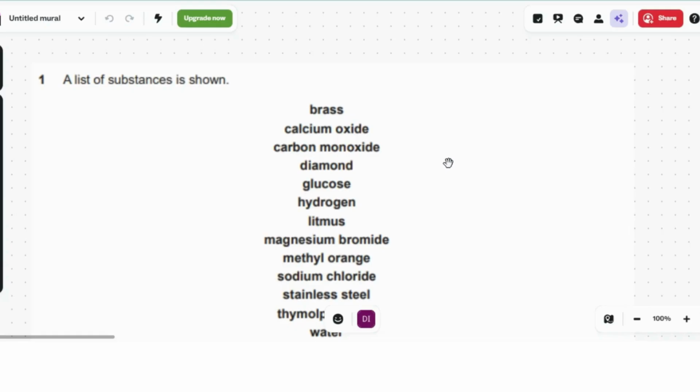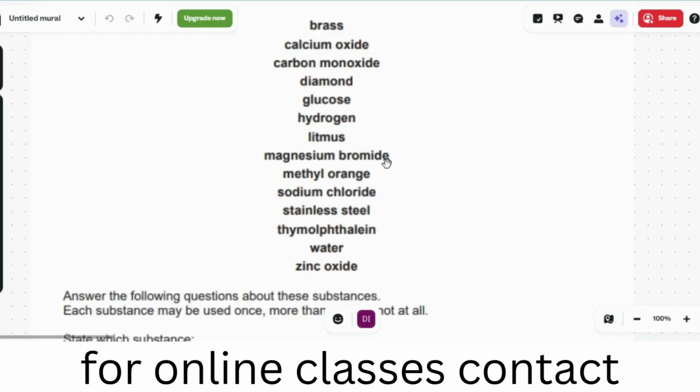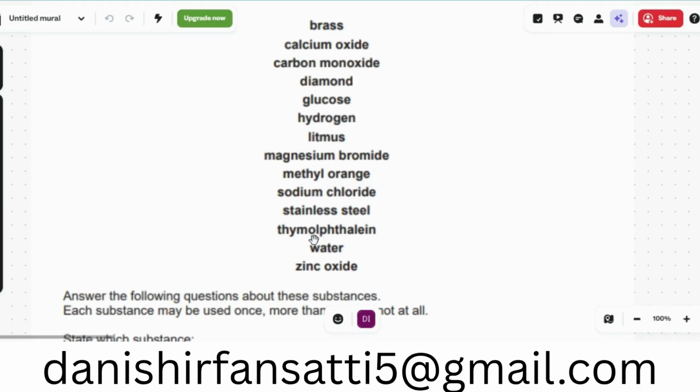We are going to talk about acids, bases and alkalis. Past paper questions. The first question: a list of substances is shown. The substances are brass, carbon dioxide, carbon monoxide, diamond, glucose, hydrogen, litmus, magnesium bromide, methyl orange, sodium chloride, stainless steel, thermoplastic, water, and zinc.